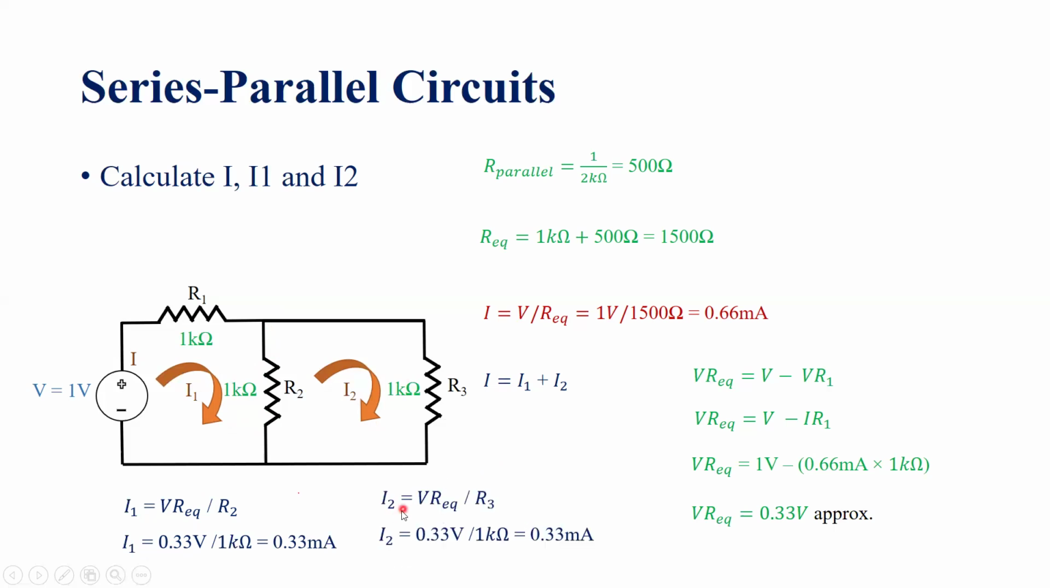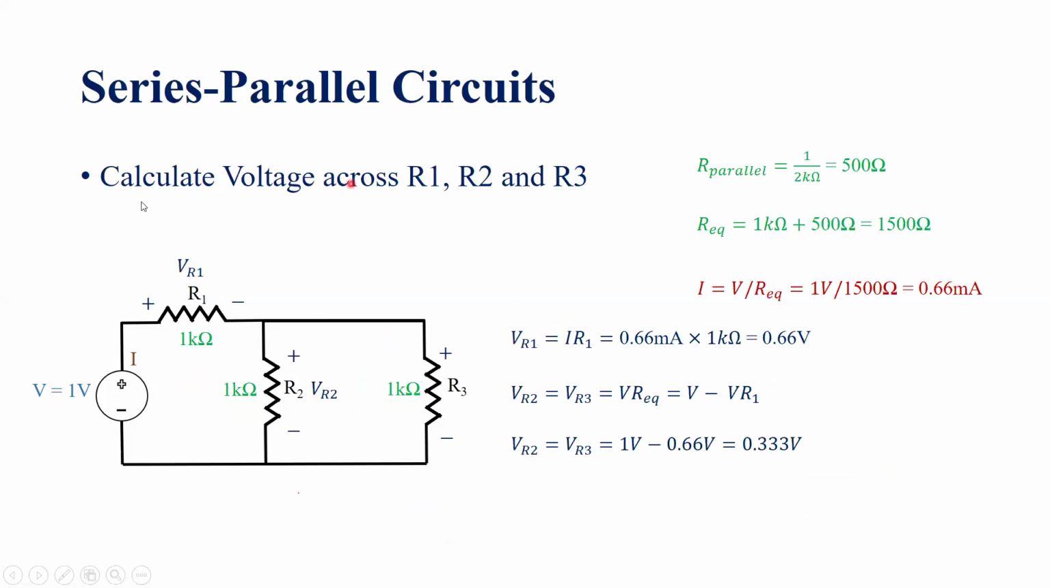Similarly, we can get the value of I2, which is again by Ohm's law, voltage divided by resistance, where voltage is the voltage drop across this resistor R3 divided by the value of resistor R3. So that is 0.33 volt divided by 1 kilo ohm, equal to 0.33 milliampere. Note that I1 and I2 both have the same value, 0.33 milliampere each. And by summing these two values, I1 plus I2, we get the total value, which we also calculated to be 0.66 milliampere with this formula.